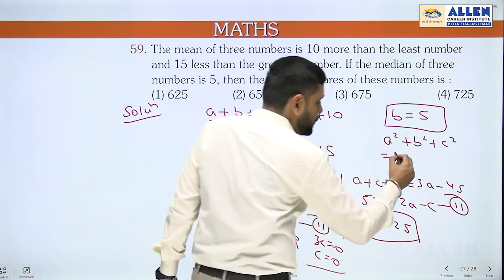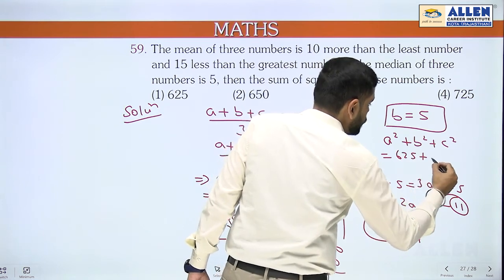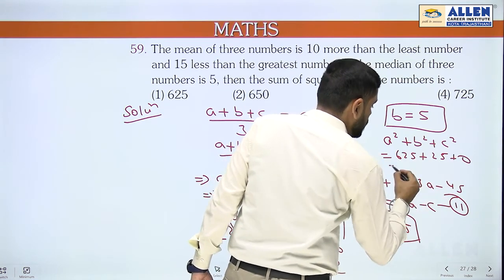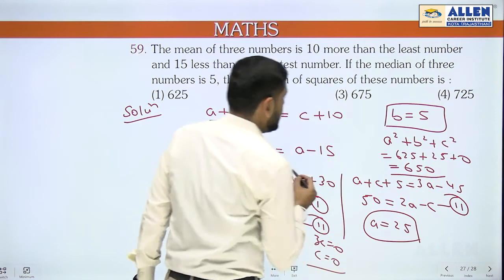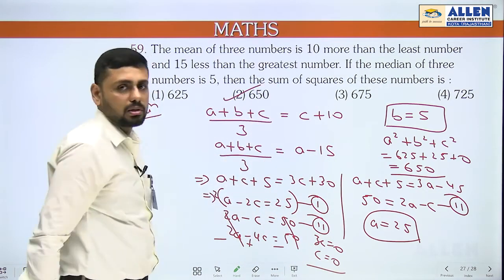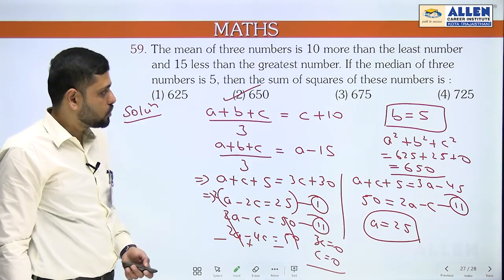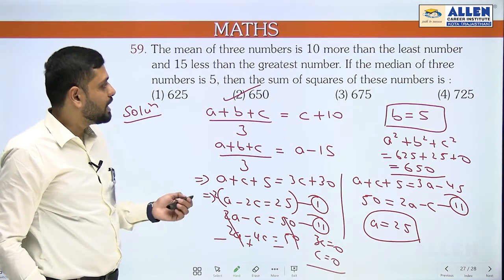Now A square, that is 625, B square 25, C square 0. So the answer will be 650. 650 will be our answer, second option. So in this way we need to solve this question, right? And now we'll move on to the last question.